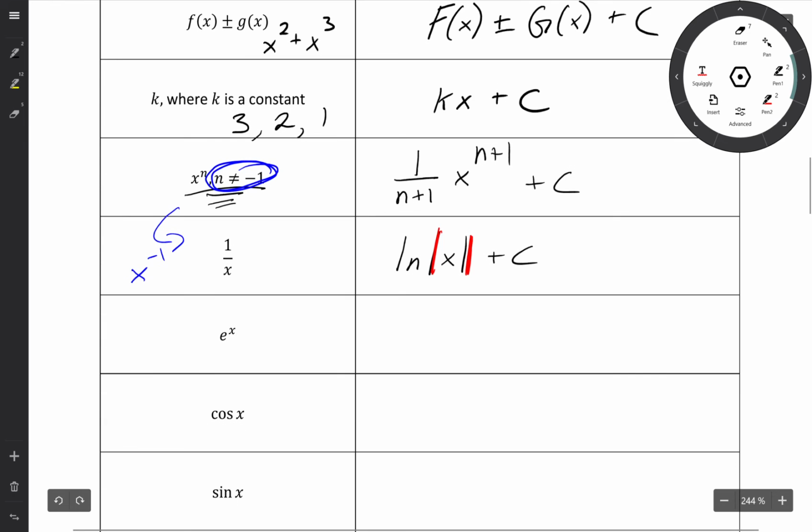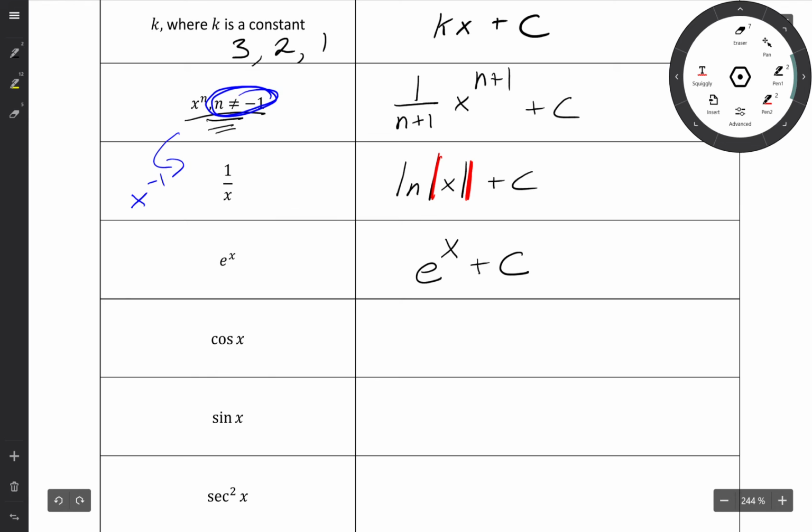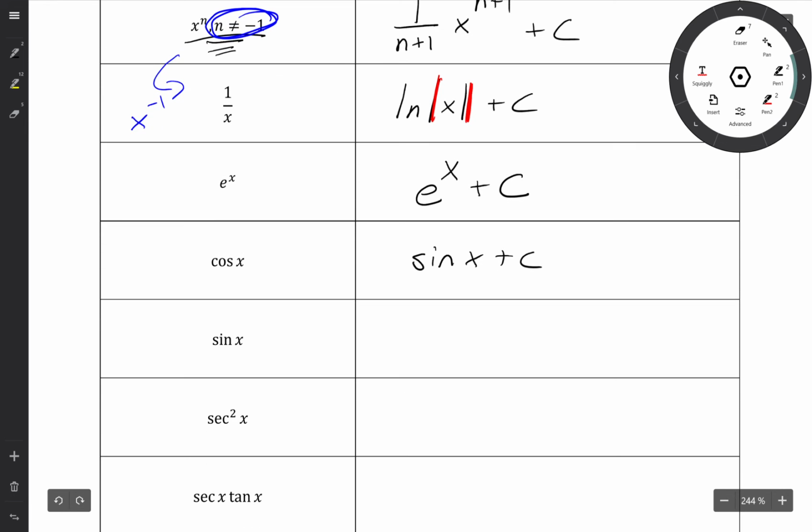All right, the next function is e to the x. And unsurprisingly, the antiderivative of e to the x is e to the x. It's great. Next one is cosine. You guys know the antiderivative of cosine is sine of x plus c. The antiderivative of sine of x is negative cosine of x plus c.